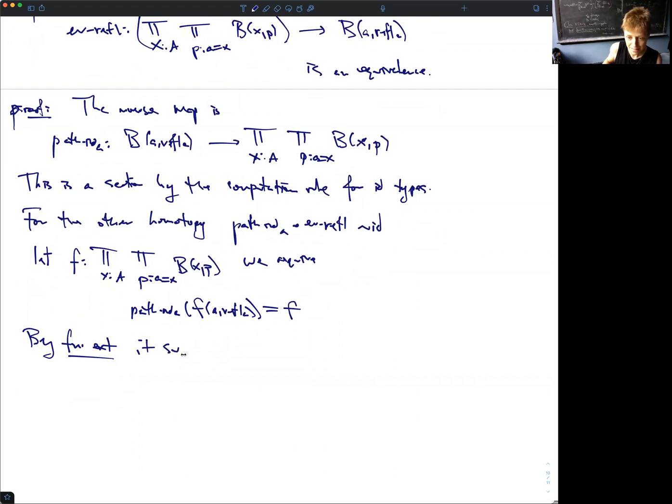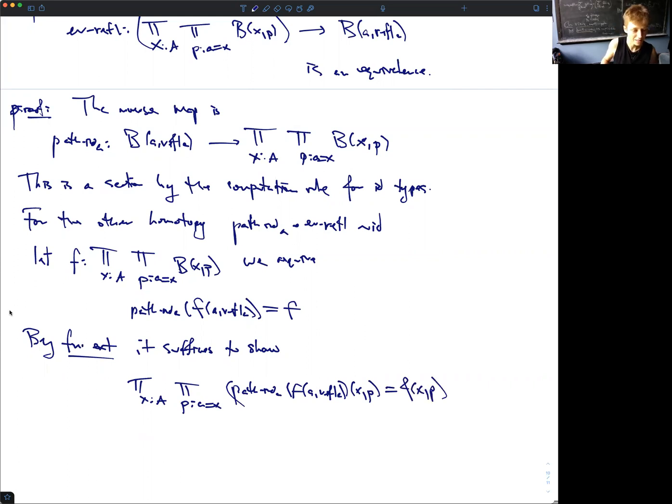It suffices to show. So rather than construct an identification between functions, I could pick an X and pick a P. And then for all X in A and for all P from a to X, I need to identify path induction of F at a, refl a. That was the name of my function, but now I'm evaluating that function at my pair X, P. And I need to identify that with F evaluated at the pair X, P. But now I can use the computation rule for path induction.